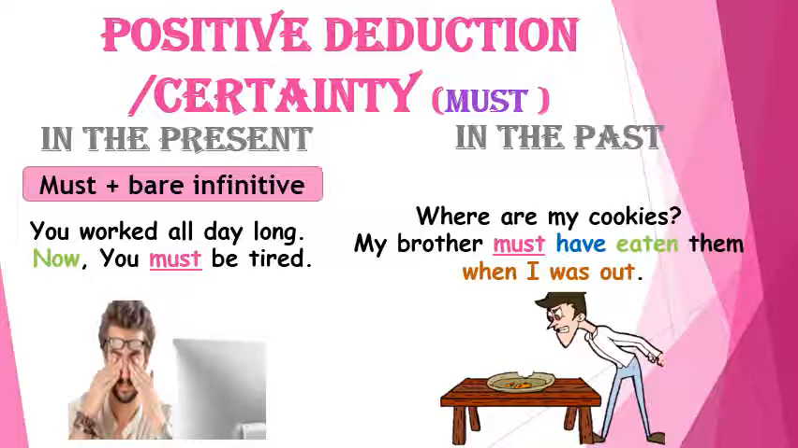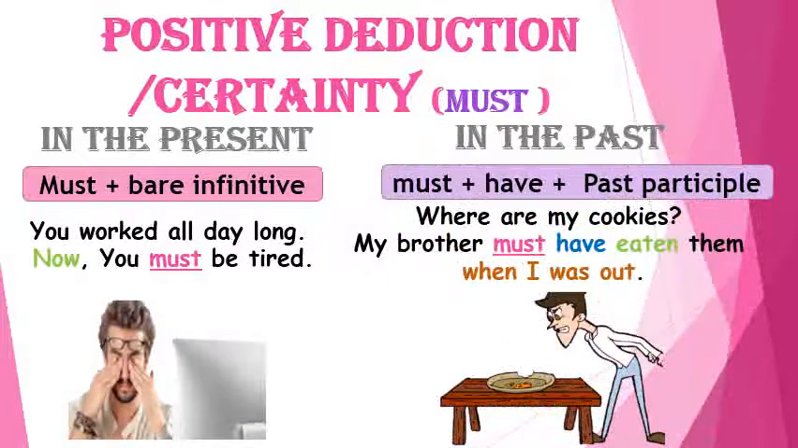Where are my cookies? My brother must have eaten them when I was out. So this is a certainty about a past situation. Which situation? When I was out. This is past. Must plus have plus past participle expresses positive deduction or a certainty in the past. Must plus have plus past participle.